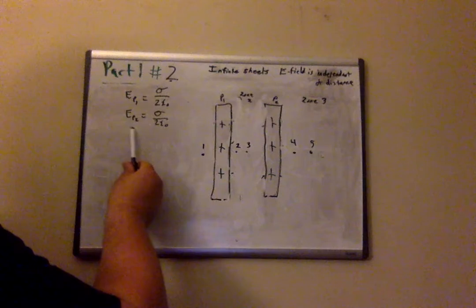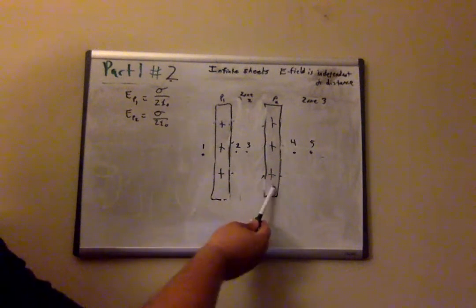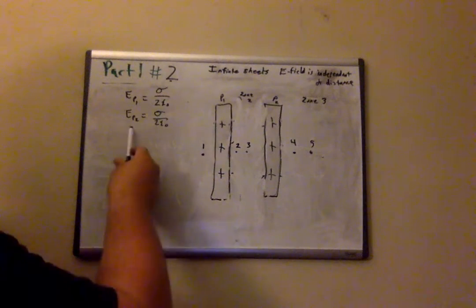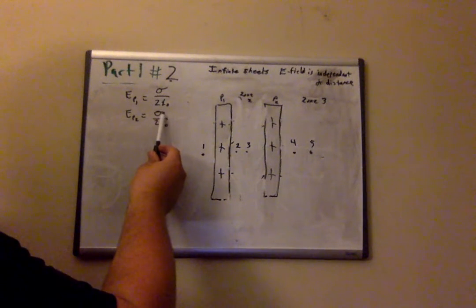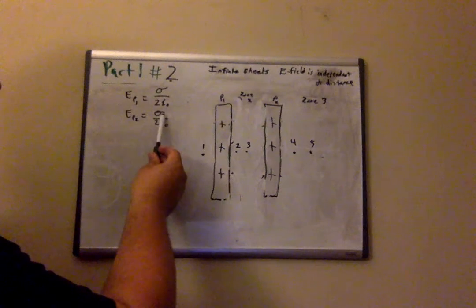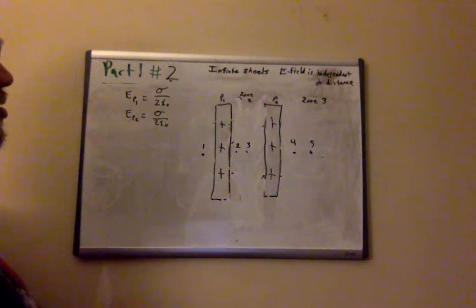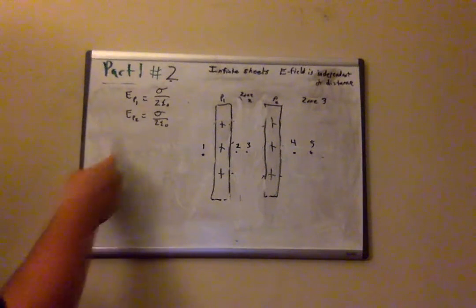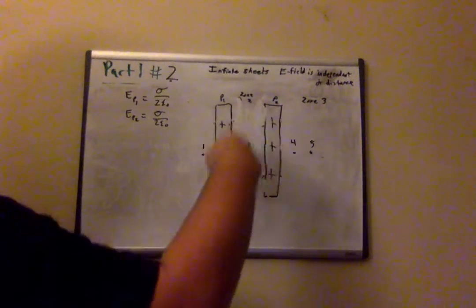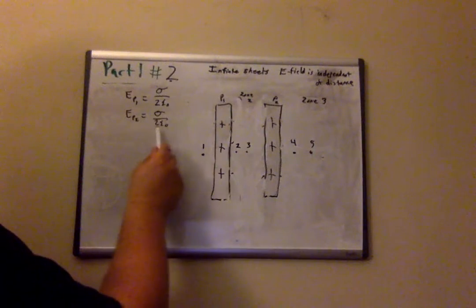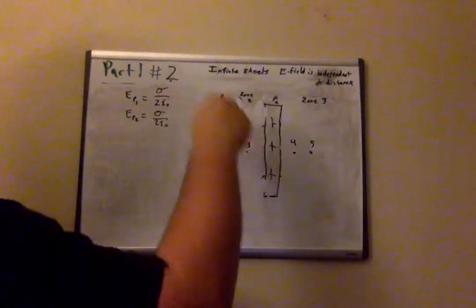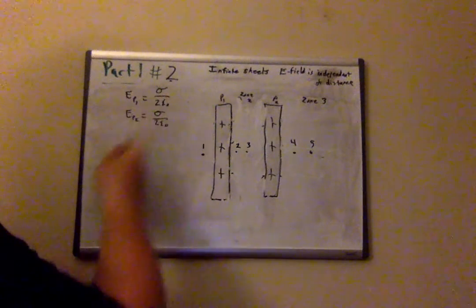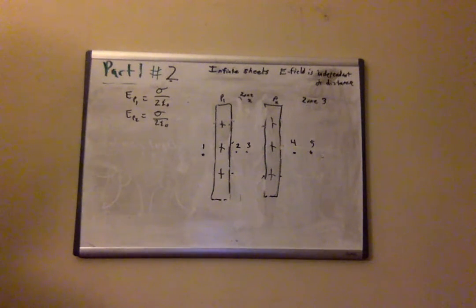And the electric field from plate 2 is going to be sigma, the charge density, over 2 epsilon naught. So wherever a point is, the net from this infinite sheet will be the charge density over 2 epsilon naught.